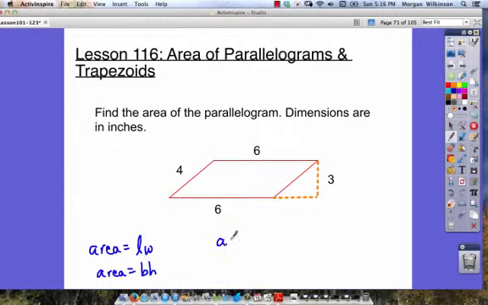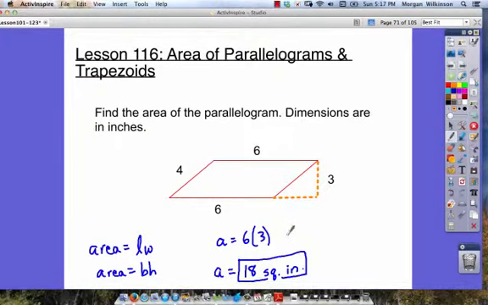So the area A is going to be equal to our base of 6 times our height of 3. And height always needs to be straight up and down. So our area must be equal to 18. This is inches, so we must have square inches, or we could put inches to the second power. And we've got our answer.